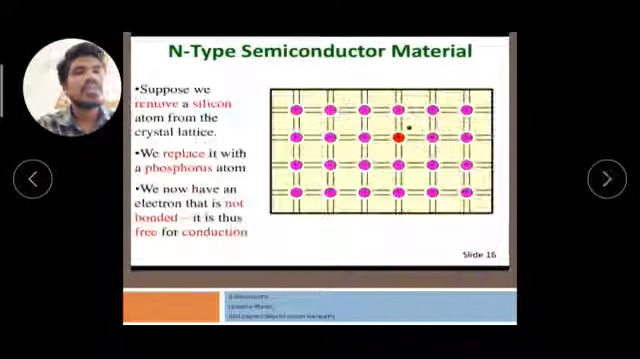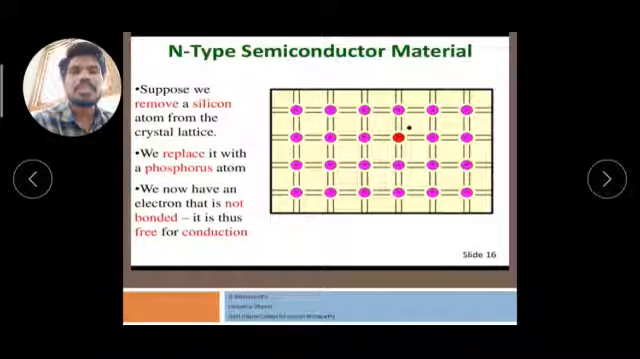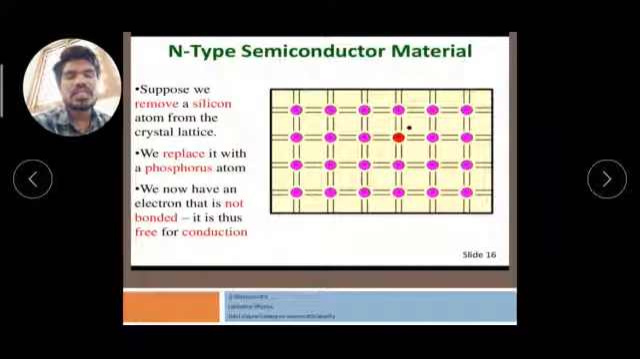So in this n type semiconductor material, suppose we remove a silicon atom from the crystal lattice, then we replace it with a phosphorus atom. We now have an electron that is not bonded. It is thus free for conduction.